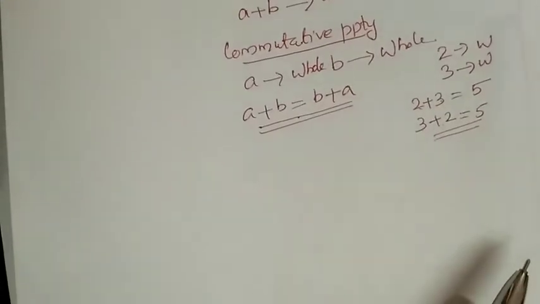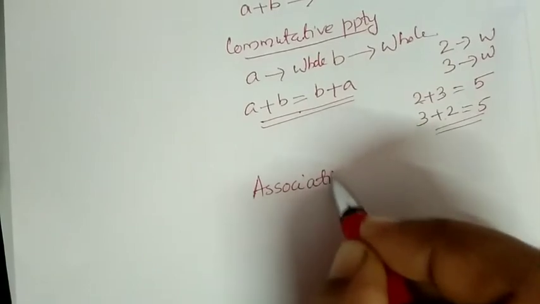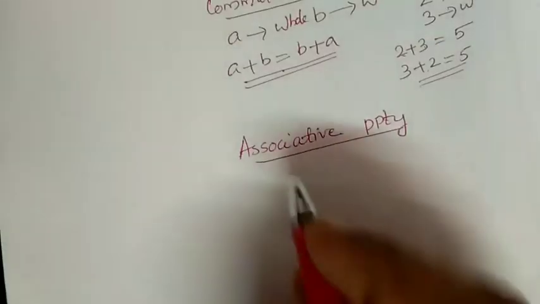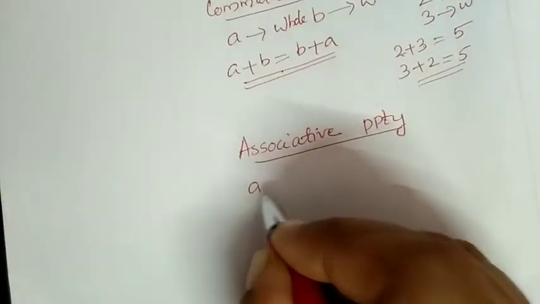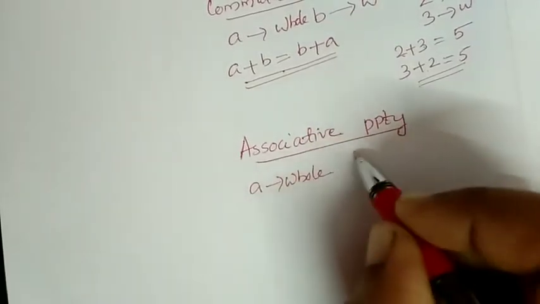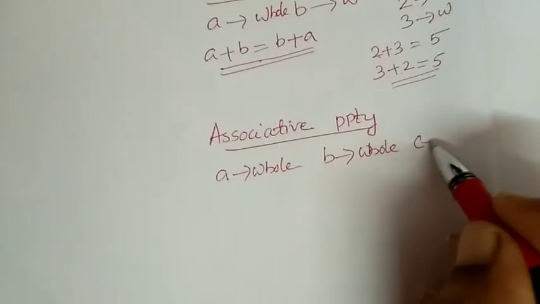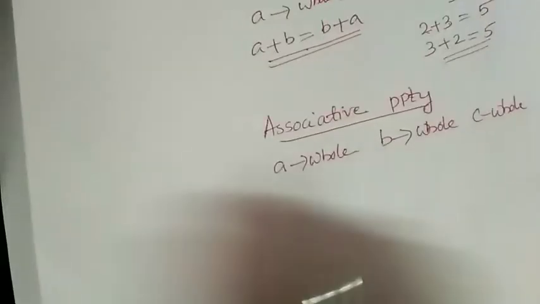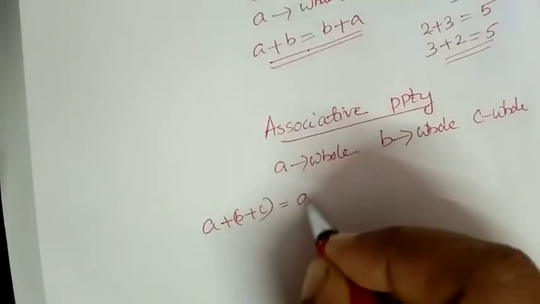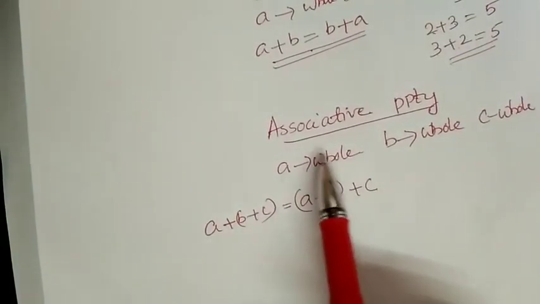Okay, then which is our third property? Associative property. Associative property means, here also you take three whole numbers. A is a whole number, B is a whole number and C is also a whole number. Then A plus B plus C is equal to A plus B plus C with any grouping. This is the associative property.